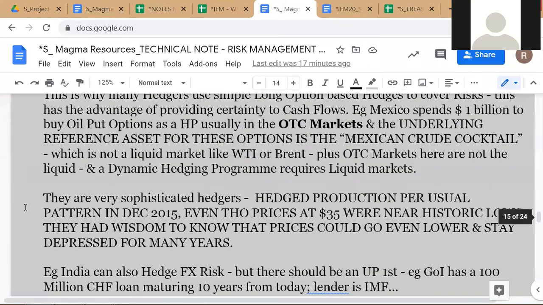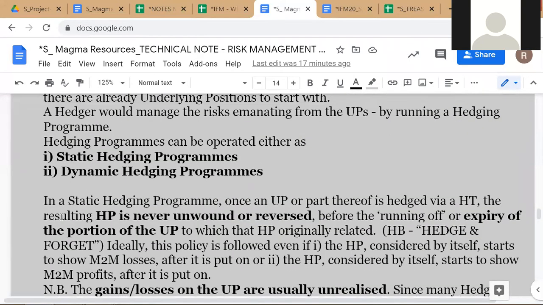Right, at the end of the previous day, we were discussing basis risk.